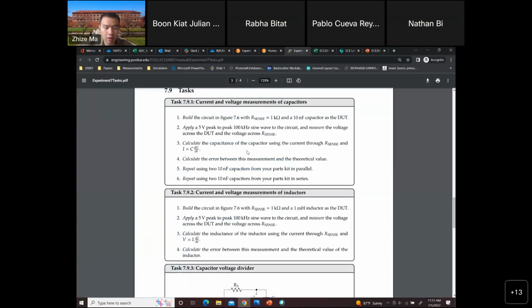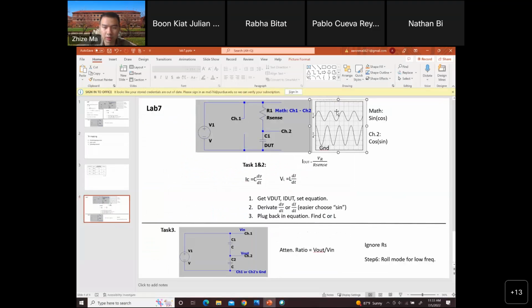Make sure when you are doing those two tasks, when you take a screenshot, the screenshot should look something like this. Make sure when you get these two waveforms for task 1 and task 2, you take a screenshot of those two waveforms. You'll need the screenshot in the write-up.